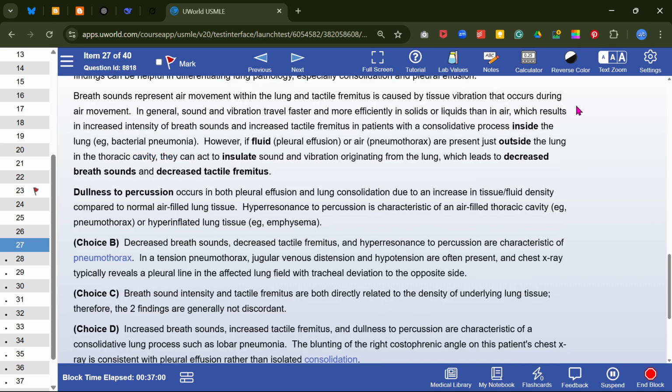Dullness to percussion occurs in pleural effusion and lung consolidation due to an increase in tissue fluid density compared to the normal air-filled lung. Hyperresonance to percussion is characteristic of an air-filled thoracic cavity, as in pneumothorax, or hyperinflated lung tissue.